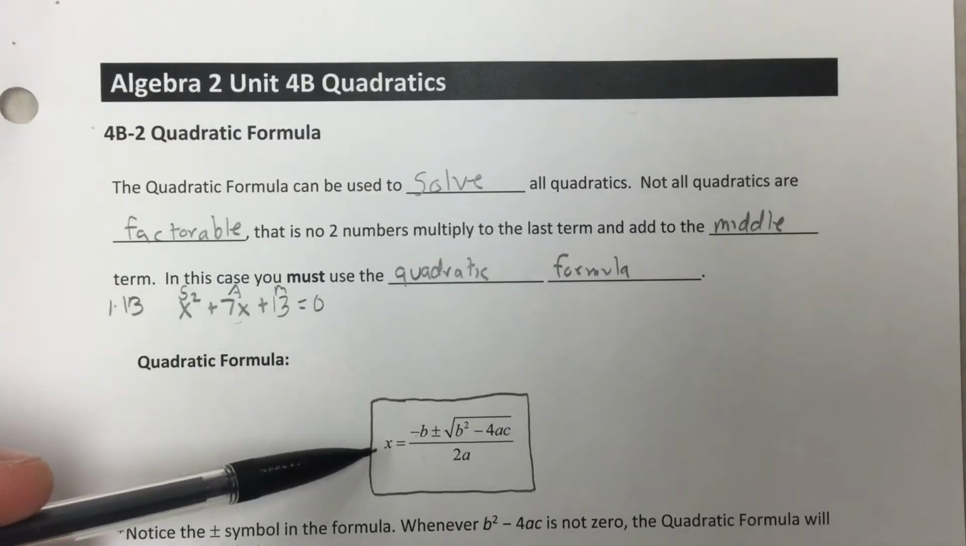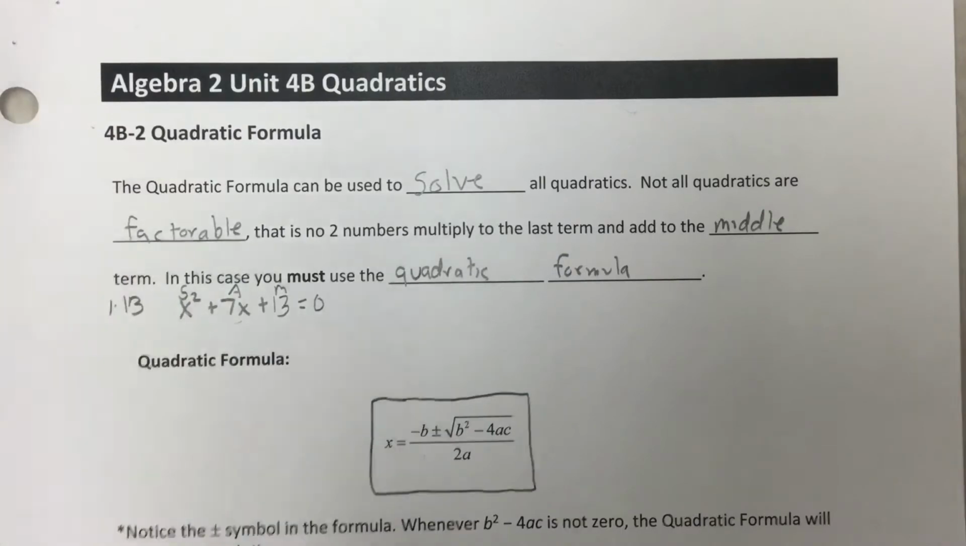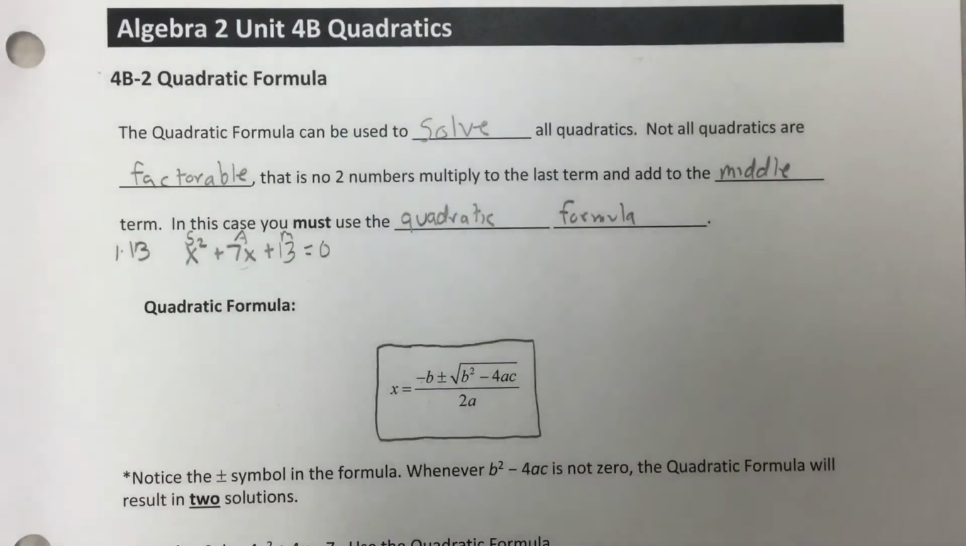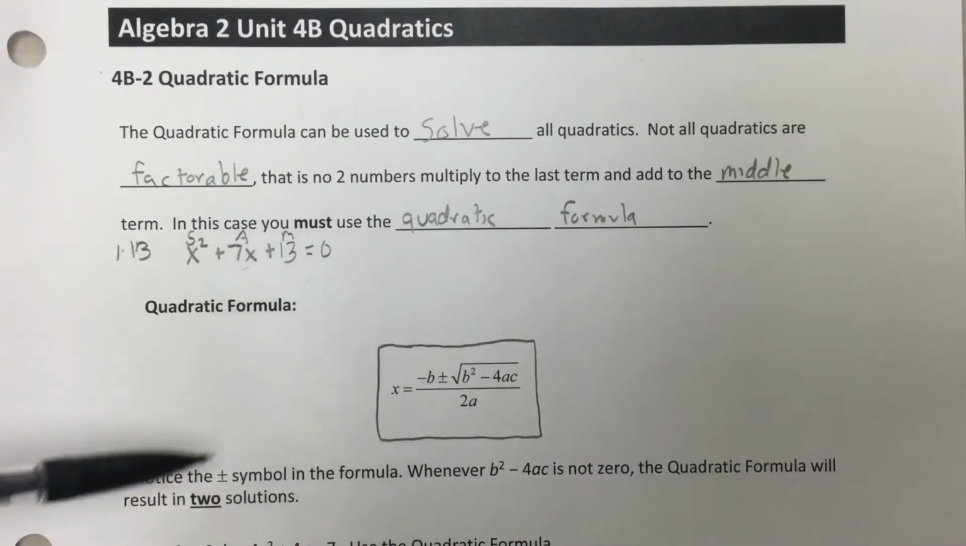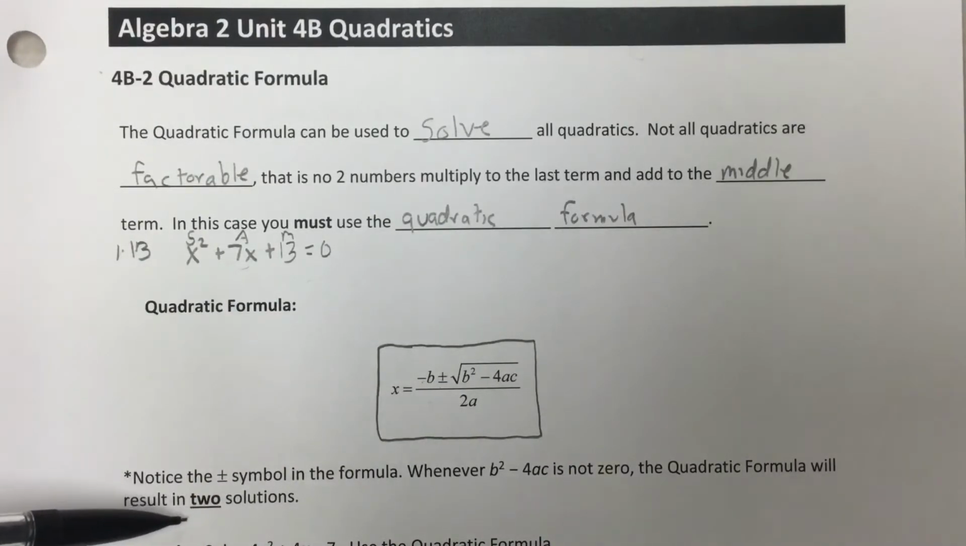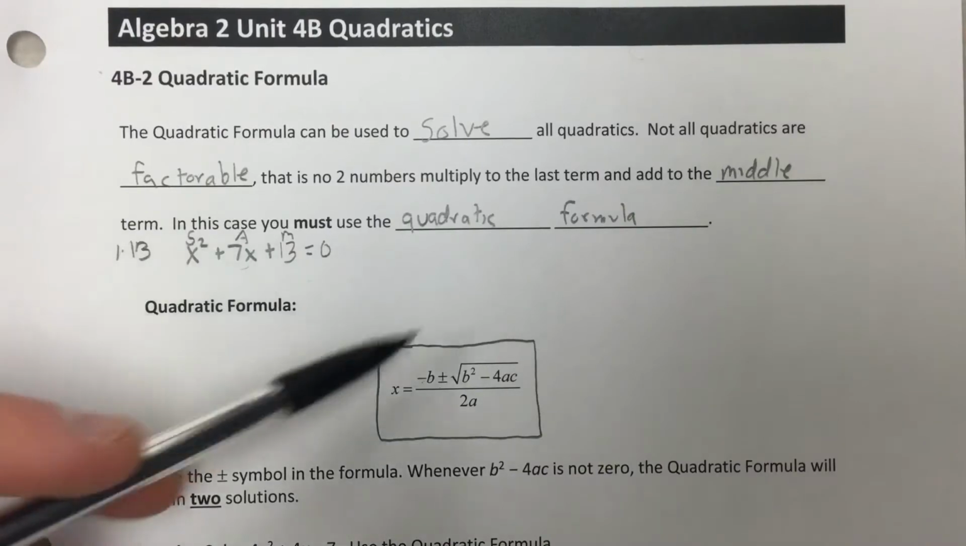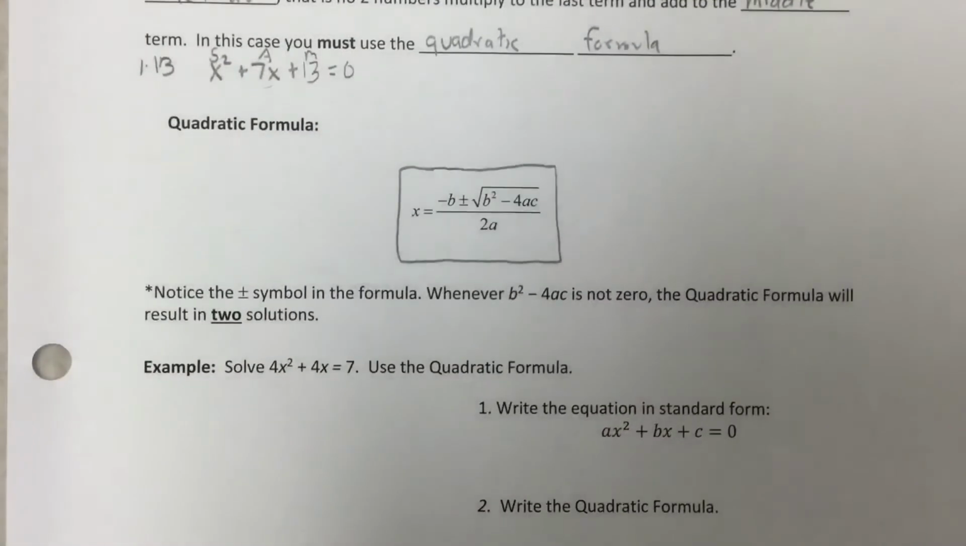Anyway, this is the quadratic formula. It is good to know, however, we will provide it for you on all your tests and quizzes. So, notice how it says plus or minus here. That means you are going to get two solutions, just like when we factored, we got two solutions. This plus or minus is what's going to give us two solutions.